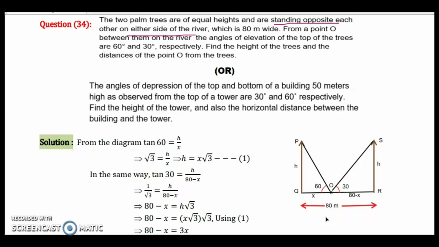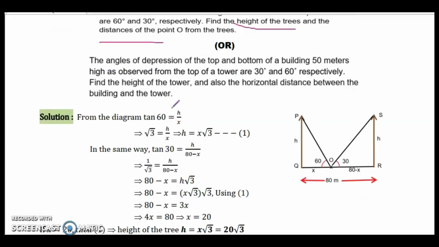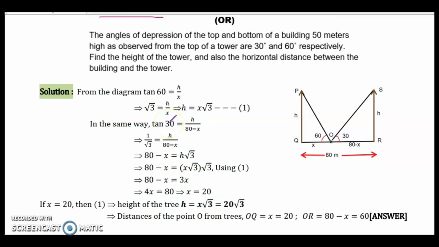From the point O between them, this is the point O, the angle of elevations from the top of the trees are 60 degree and 30 degree. If this is the situation, the question asked is: find the height of the trees as well as the distances of the point O from the trees, right? Therefore two questions have been asked in our problem. It is a familiar, famous question. Usually it is asked in each and every examination, right?